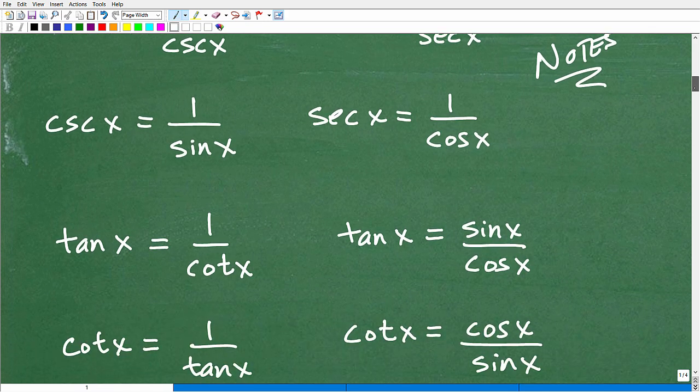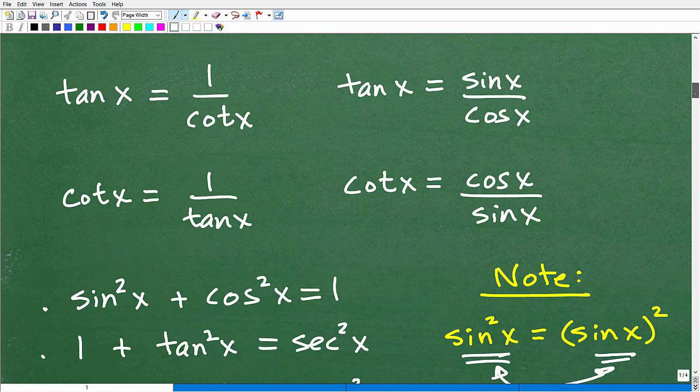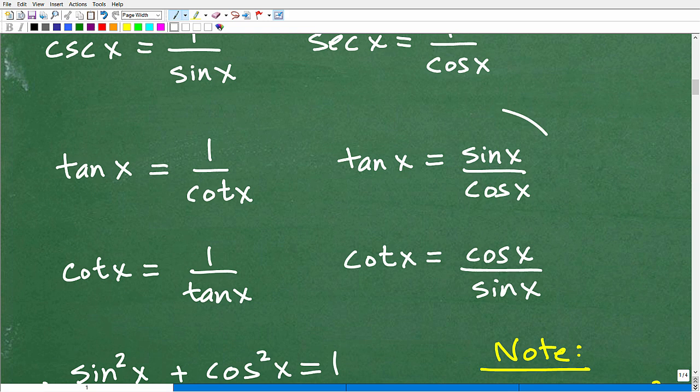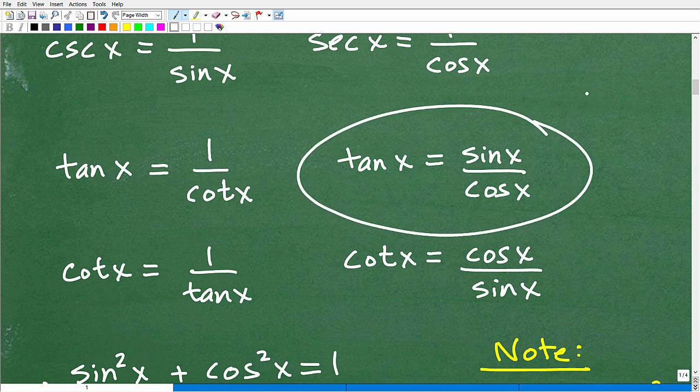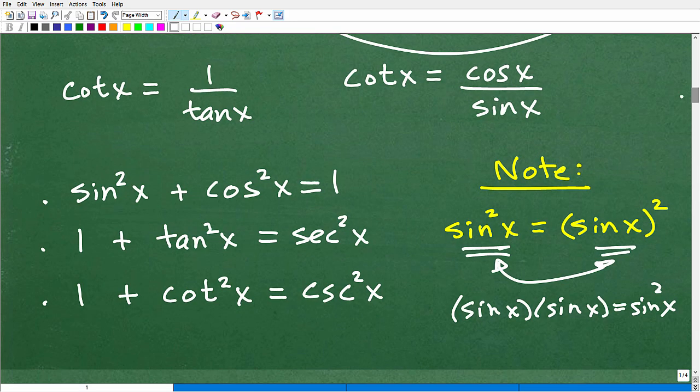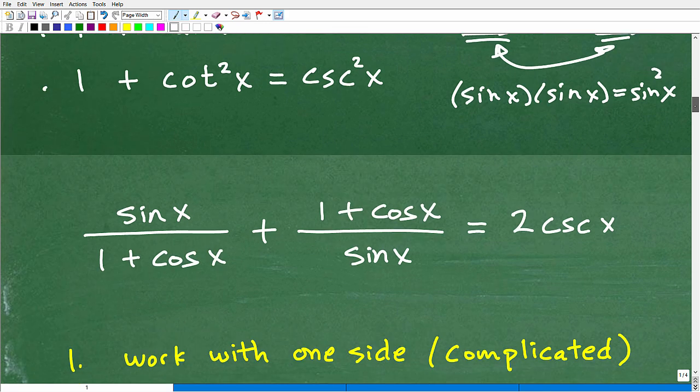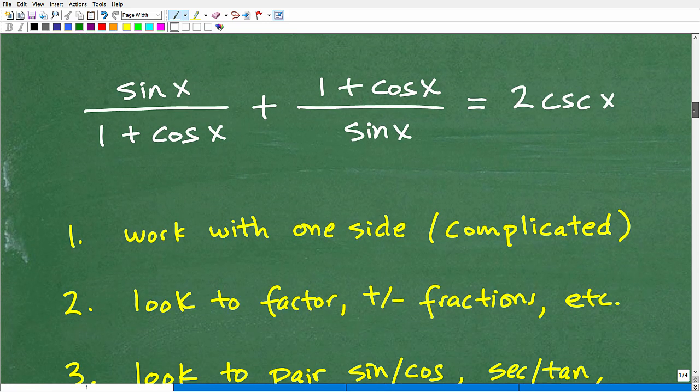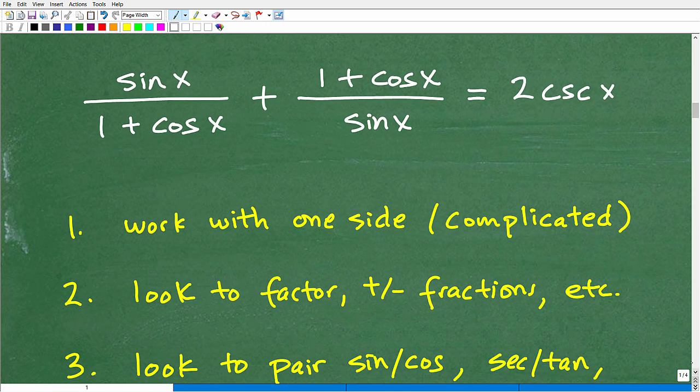They should look familiar to you. Okay, and these are things that your teacher teaches you, but these are some very, very important things, like tangent x is equal to sine x over cosine x. A lot of this stuff you're going to want to commit to your long-term memory. But anyways, let's get to our problem. And I'm going to be using some of these fundamental identities.